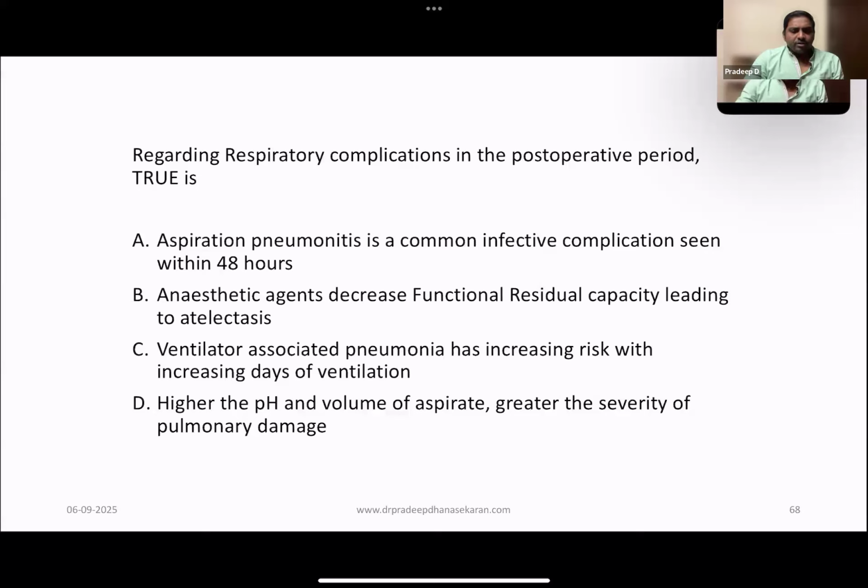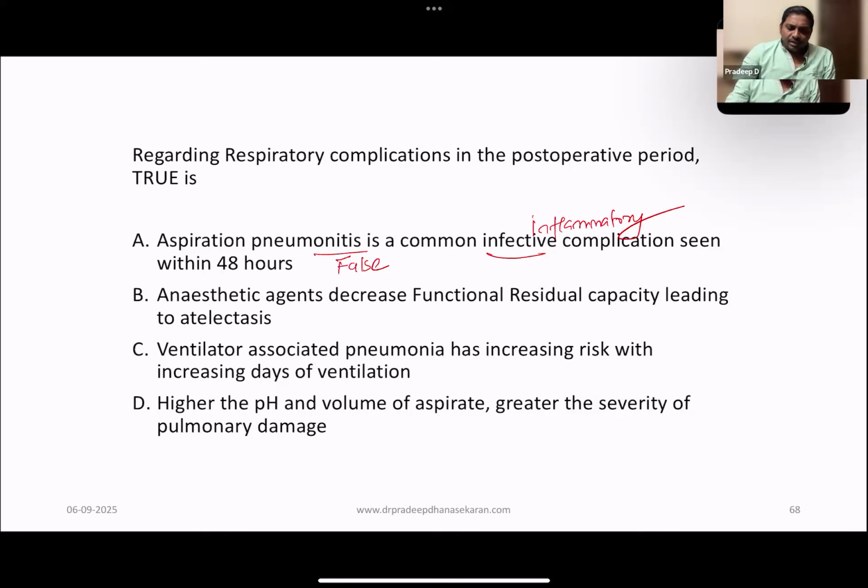Then regarding respiratory complications in the postoperative period, which is a true statement. Aspiration pneumonitis is a common infective complication seen within 48 hours. Aspiration pneumonitis is an inflammatory condition. Pneumonia is an infection, whereas pneumonitis is an inflammatory complication, so that is a false statement.